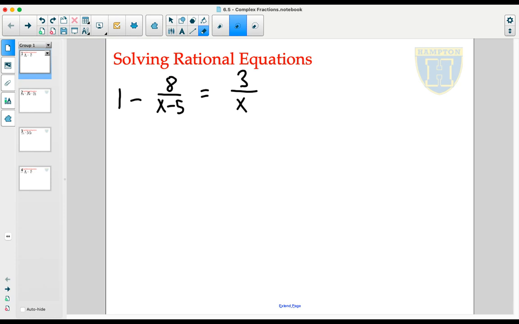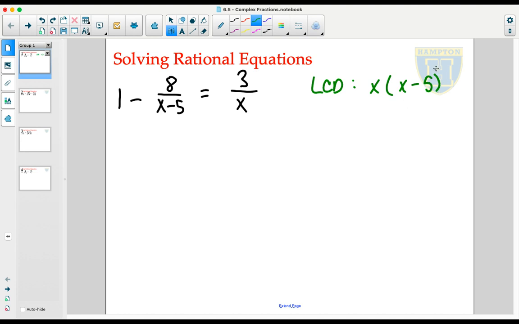Our primary strategy for solving rational equations involves identifying the least common denominator, or LCD, of the rational expressions that are a part of the rational equation. In this example, we have two rational expressions that we need to worry about. The first is 8 over x minus 5, and the second is 3 over x. Examining those two individual denominators, we get a least common denominator of x times x minus 5.